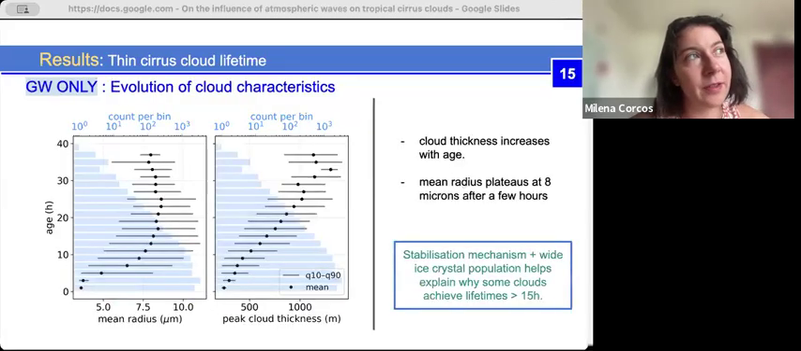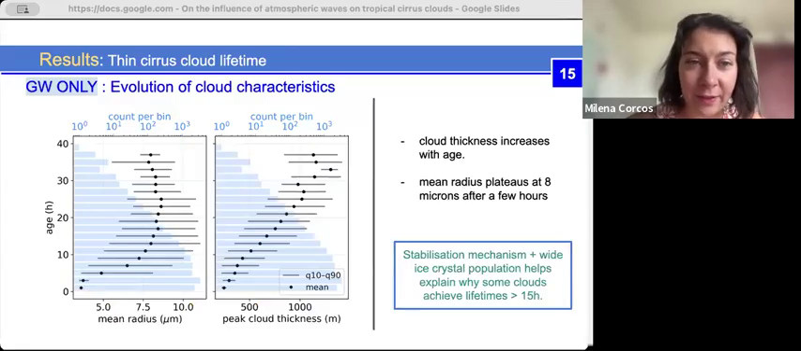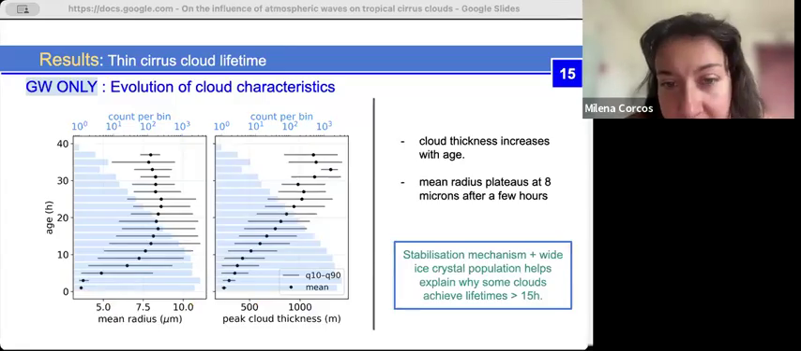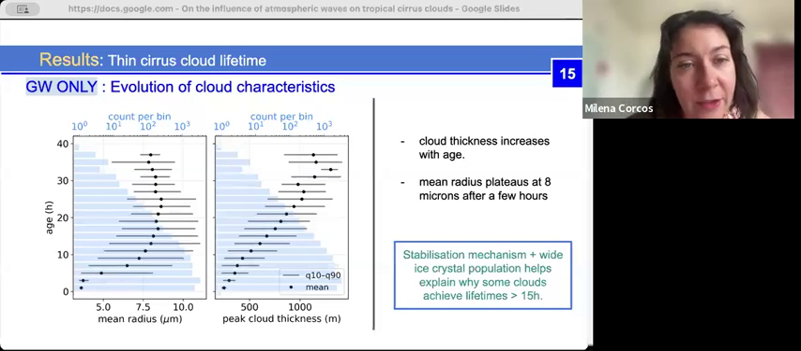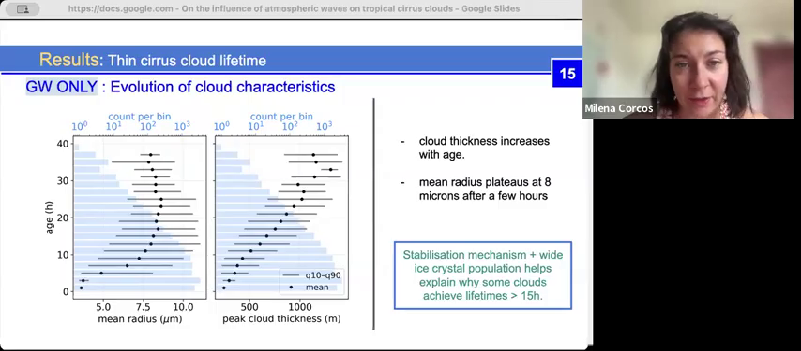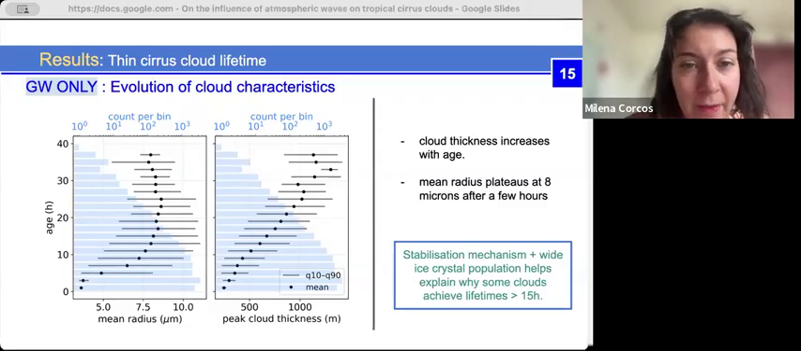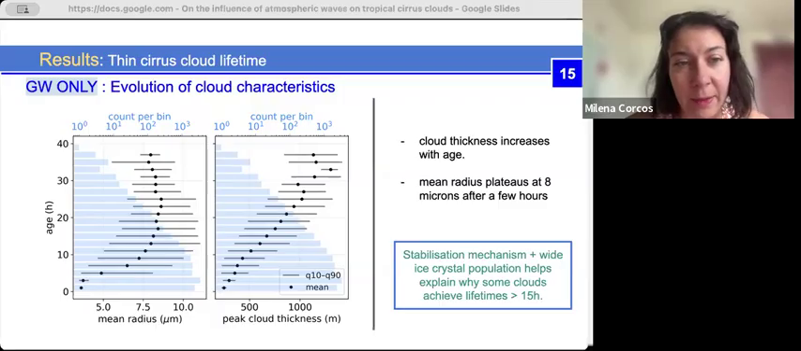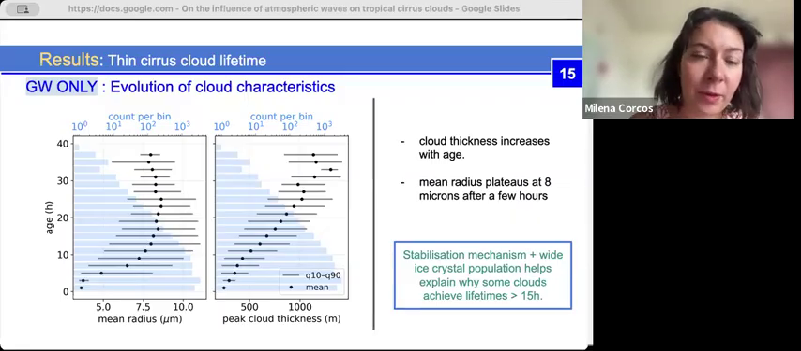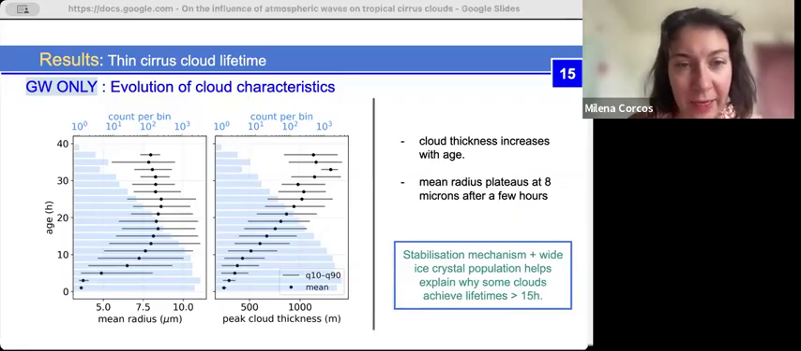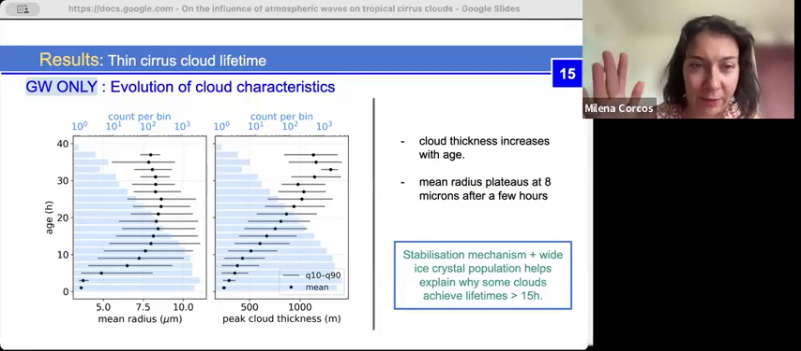Moving on from this study case to statistics from our entire 50,000 simulations, we can first look at the left panel that shows the evolution of the mean crystal radius as a function of cloud age. We see first a very rapid increase in crystal size during the first few hours, from around 4 microns initially to 8 microns. And then it plateaus at around 8 microns.